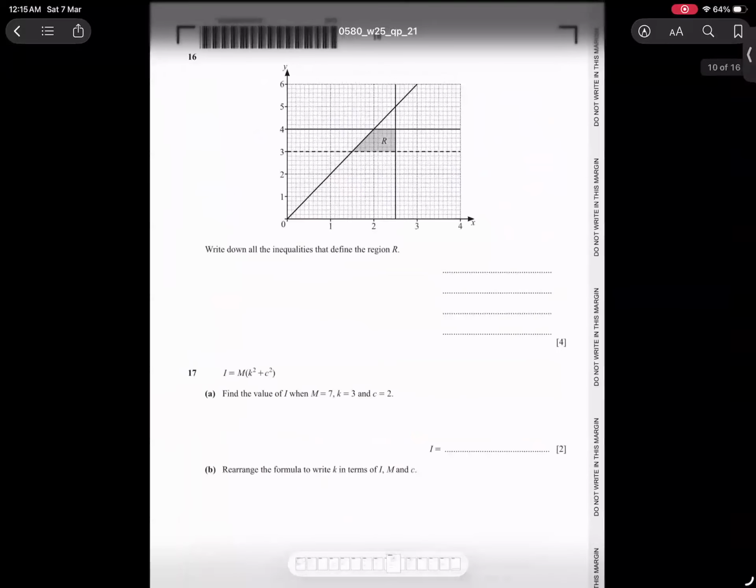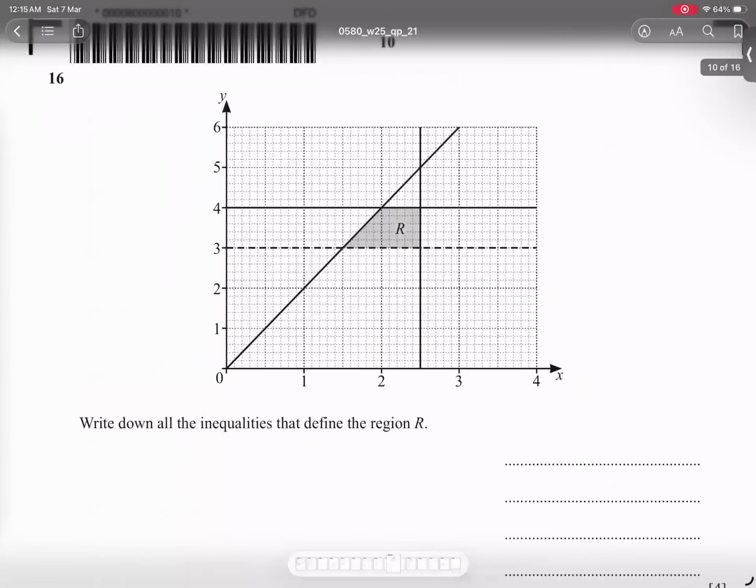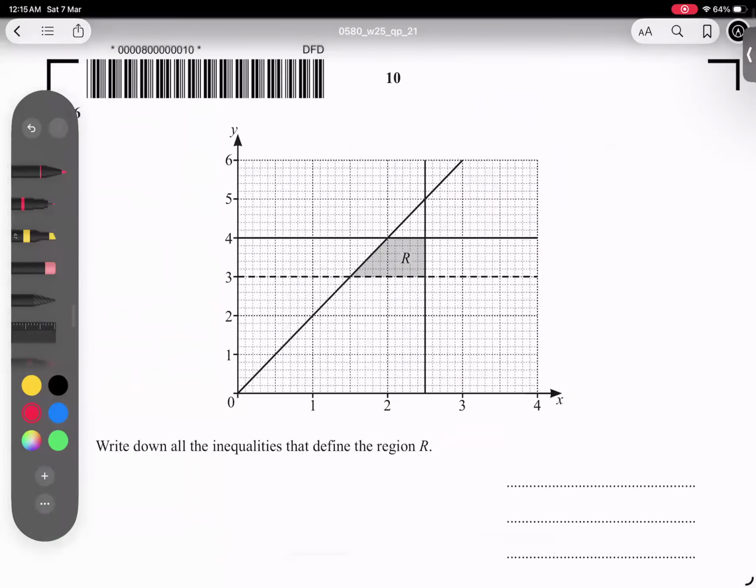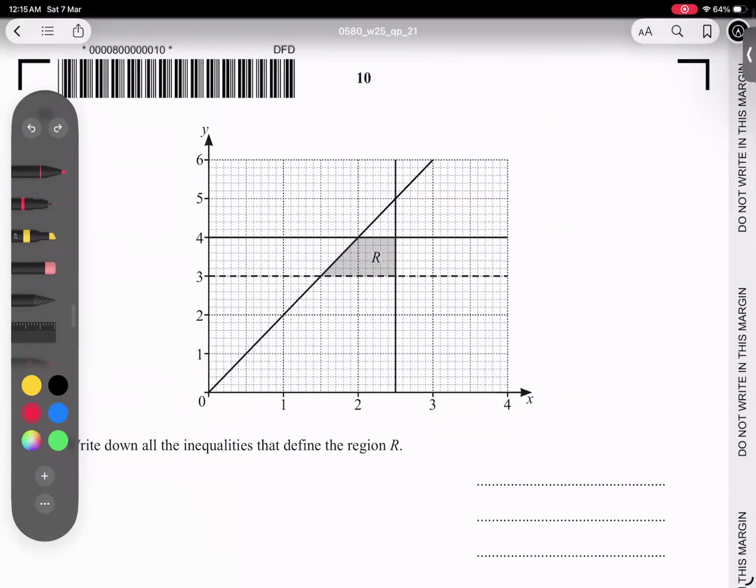Question number 16. Write down 4 inequalities defining the region R. First of all, we write 4 equations. Students, very important concept: the equation of the x-axis.